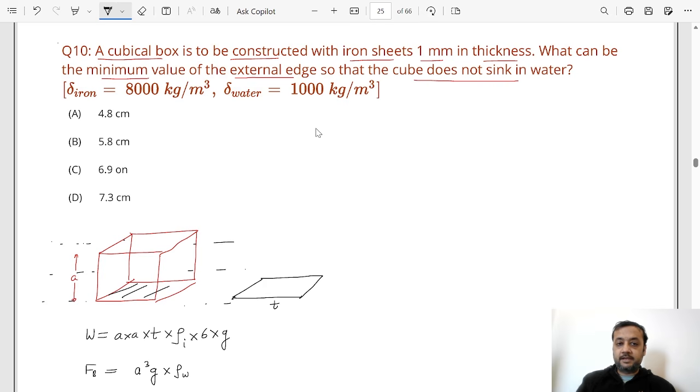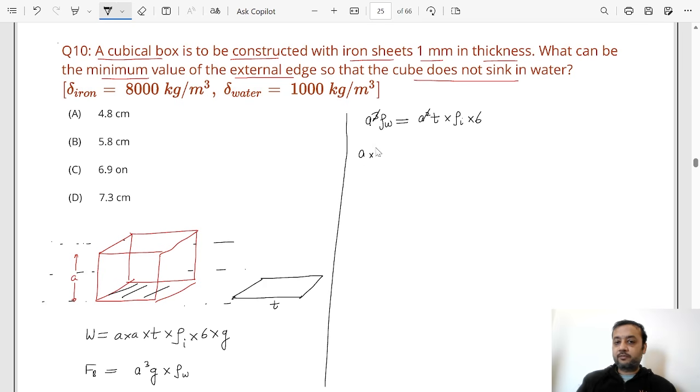Should be able to balance the weight. So if we do that calculation, you can see that gravity will cancel. So A cube into rho W should be equal to A square into thickness into rho iron into 6. That is the value we will get. Now A cube and A square will get cancelled.